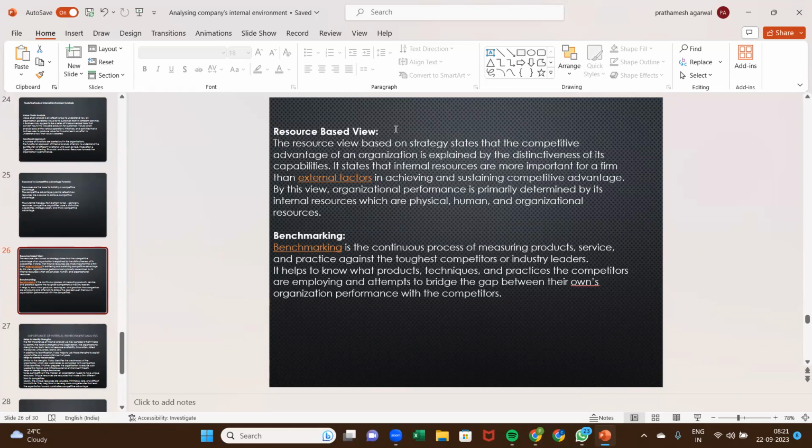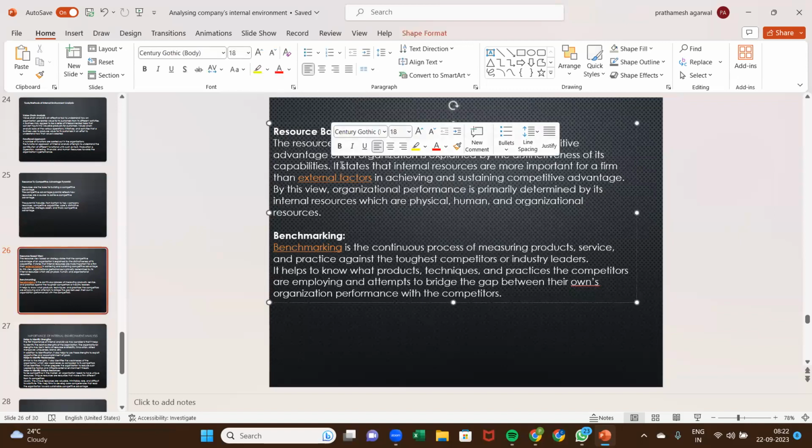Then we have the resource-based view. The resource-based view of strategy states that the competitive advantage of an organization is explained by the distinctiveness of its capabilities. What capability does an organization have compared to its competitors? It states that internal resources are more important for a firm than external ones in achieving and sustaining the competitive advantage.